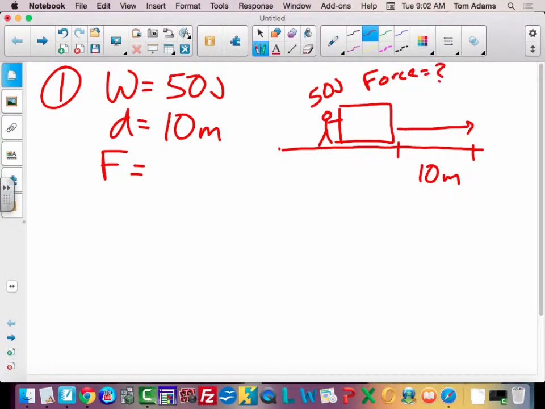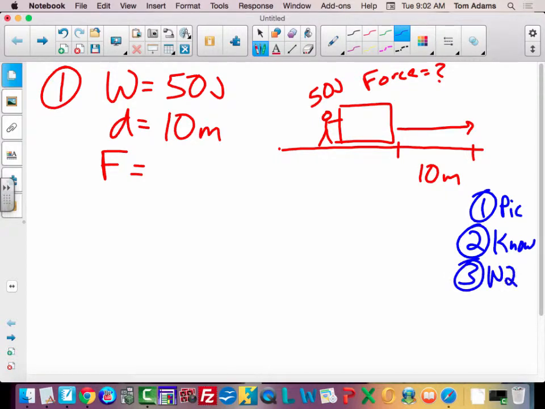Okay? So what do we know? We know the work, we know the distance, and we want to know the force. So the first thing I want to do is draw the picture. Let's review that a little bit. First, draw the picture. Second, list what I know. Third, figure out what I need to know. That's N2K, right? Need to know.